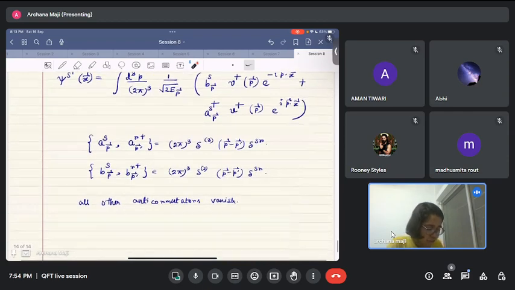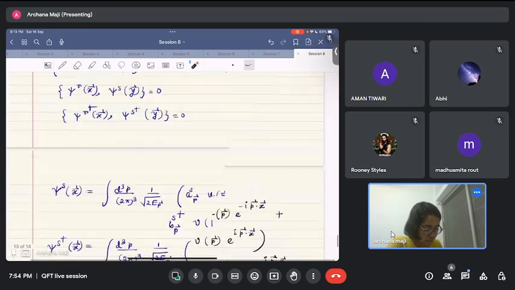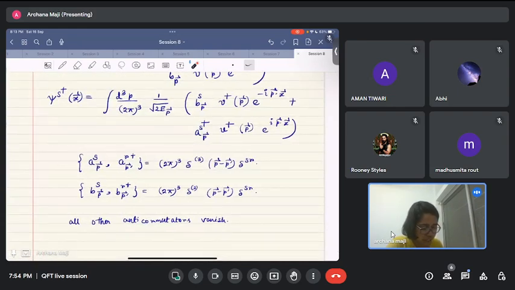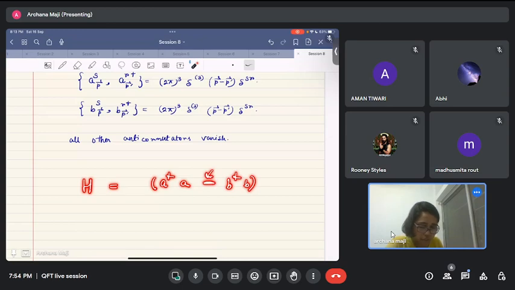Now, if you would have started with commutation, then they also had to satisfy a commutation relation for this to be true. And then if you try to obtain the Hamiltonian for those commutation relations for the creation and annihilation operators, you will get the Hamiltonian to be like a dagger a minus b dagger b. So you will end up having a negative sign in between, and it suggests that your Hamiltonian is unbounded from below. You can create this b particle as many as you want, and your Hamiltonian will go to minus infinity, which you don't want.